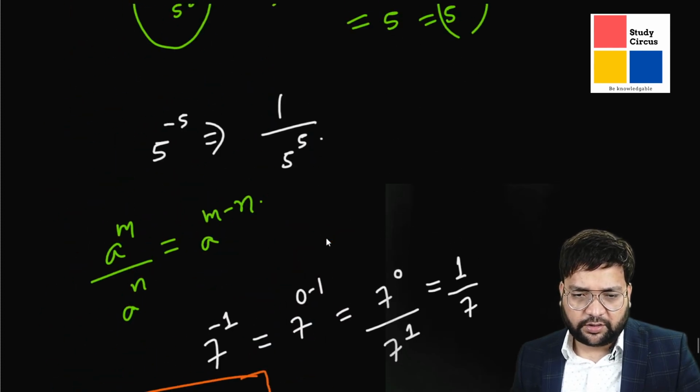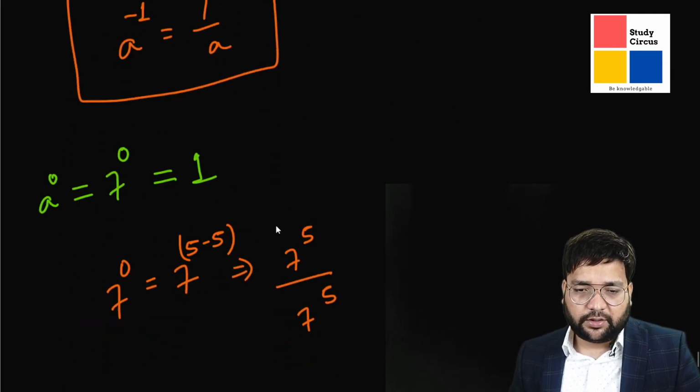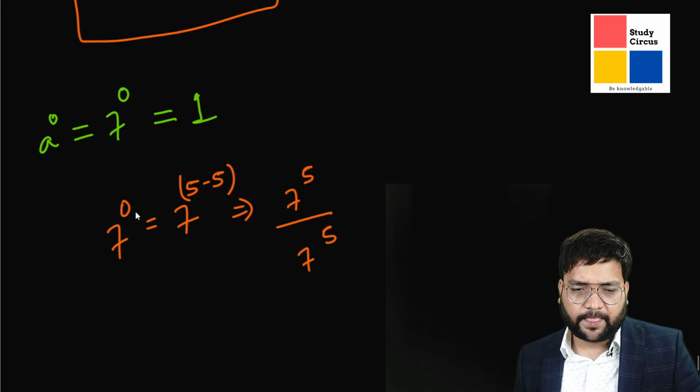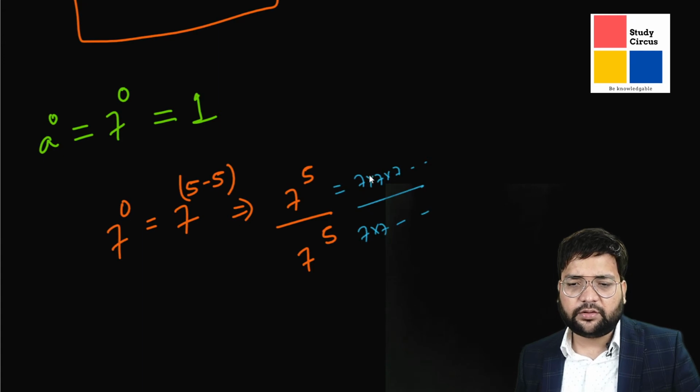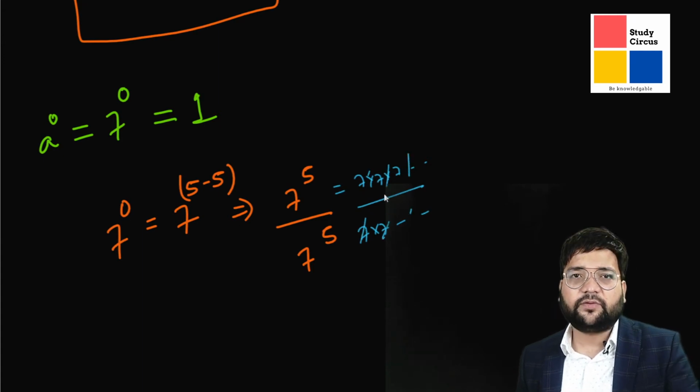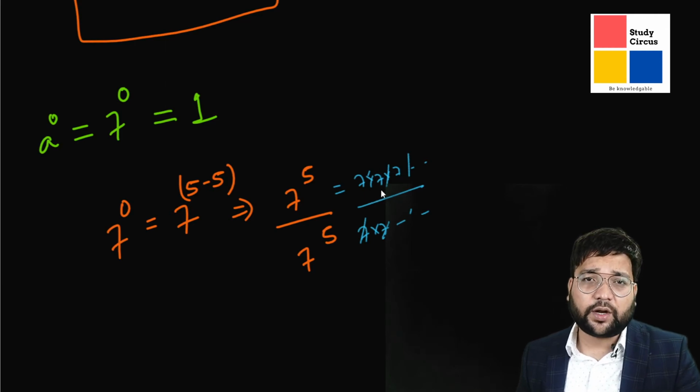This rule: a to the power m upon a to the power n is a to the power m minus n. So this is 5 minus 5, which is 0. Obviously 7 to the power 5 is 7 into 7 five times upon 7 into 7 five times, and the same number of 7s in the numerator and denominator cancel out to give me 1.